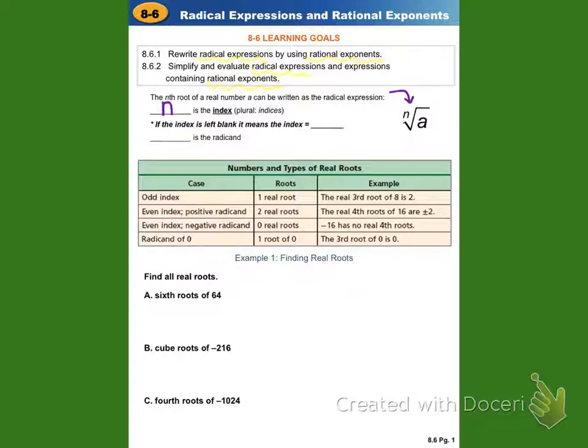And again, if the index is left blank, that means that the index is 2, and that's the typical square root. And that number that's underneath this a here is actually called the radicand. Let's just get a little terminology here. So this box basically here just tells us the numbers and types of real roots that we might have.